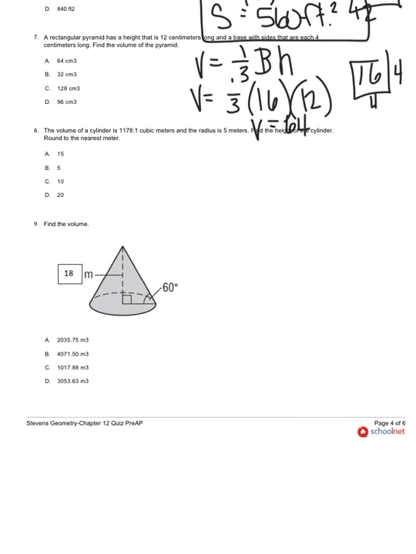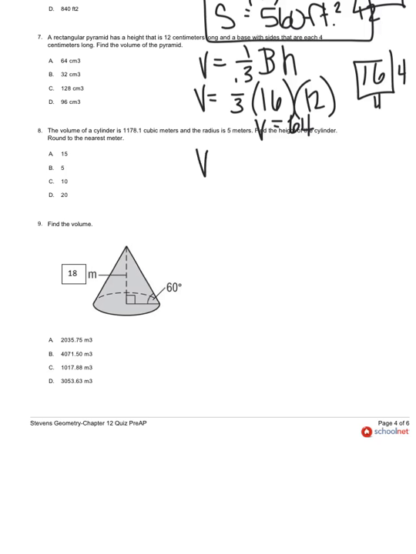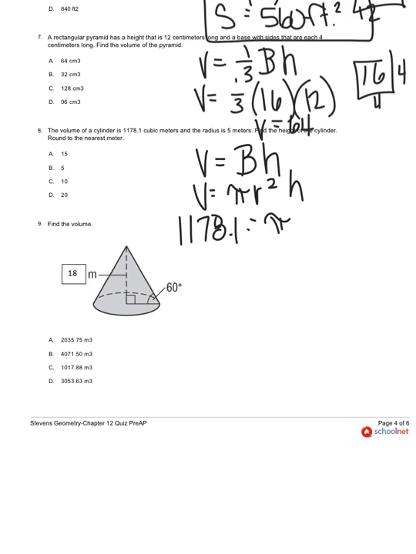Question number 8. The volume of a cylinder is given, and it gave us the radius. We're looking for the height. We know the volume of a cylinder is equal to the area of the base times the height of the cylinder. The base is a circle, so pi r squared times the height. It told us that the volume is 1,178.1 and that the radius is 5.